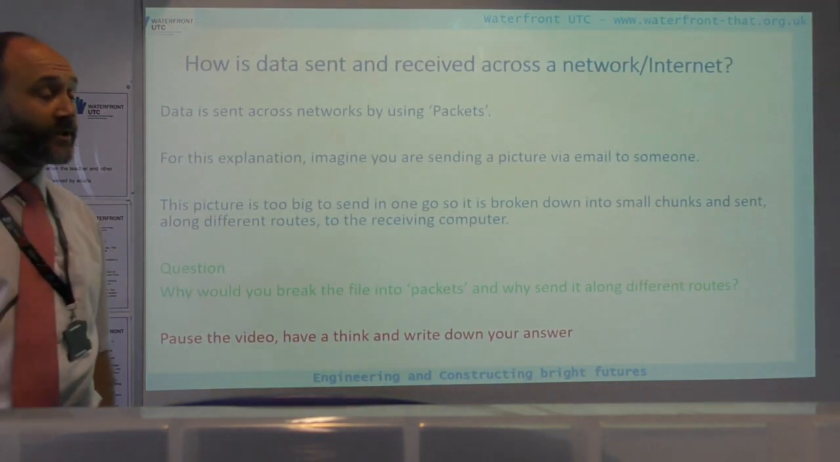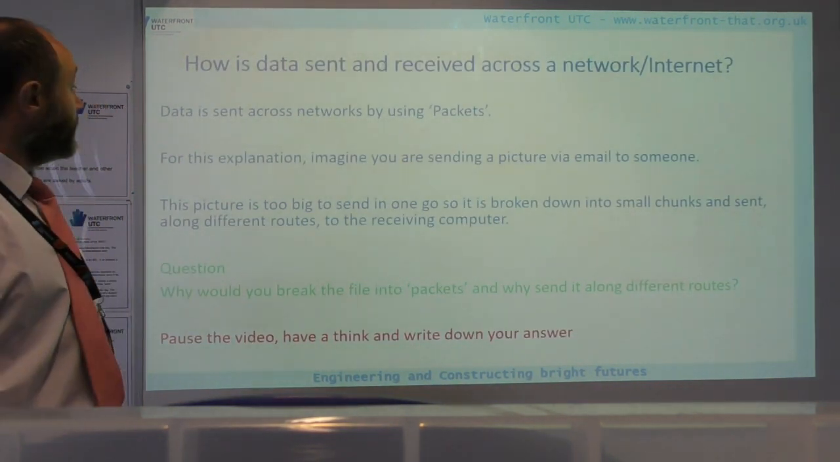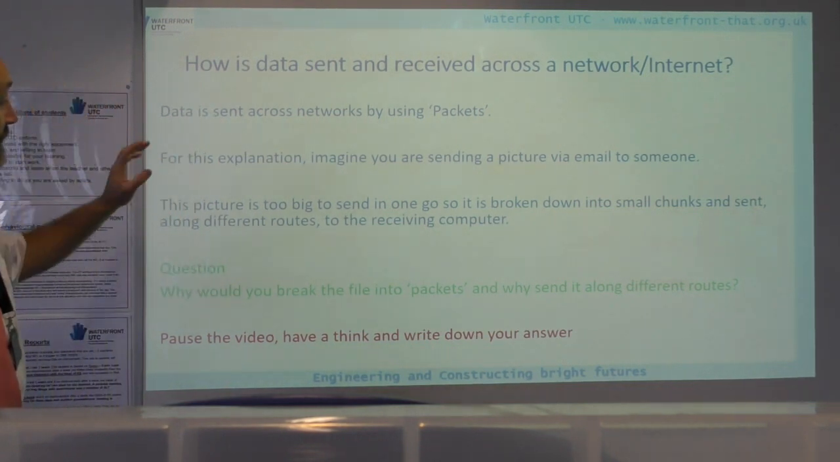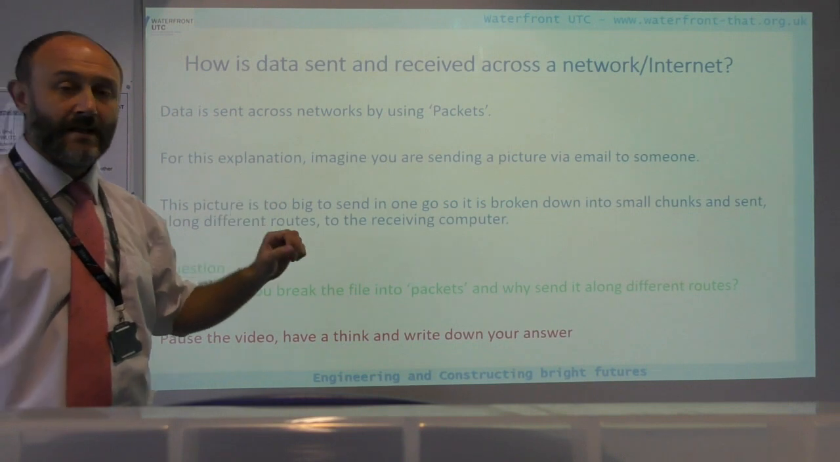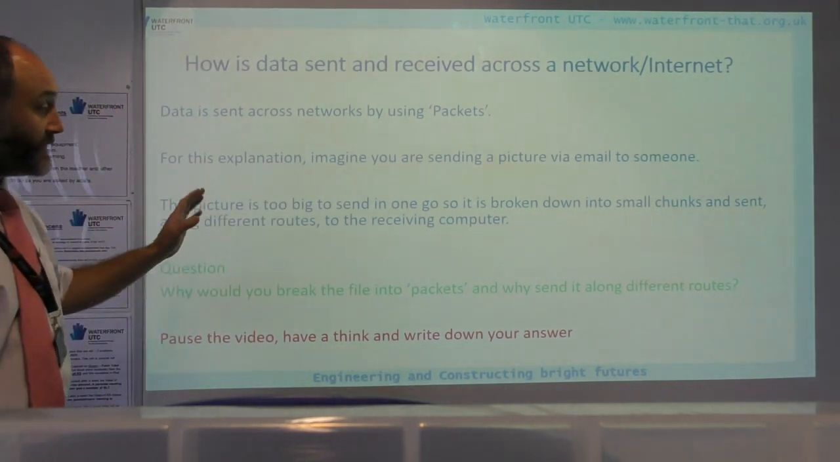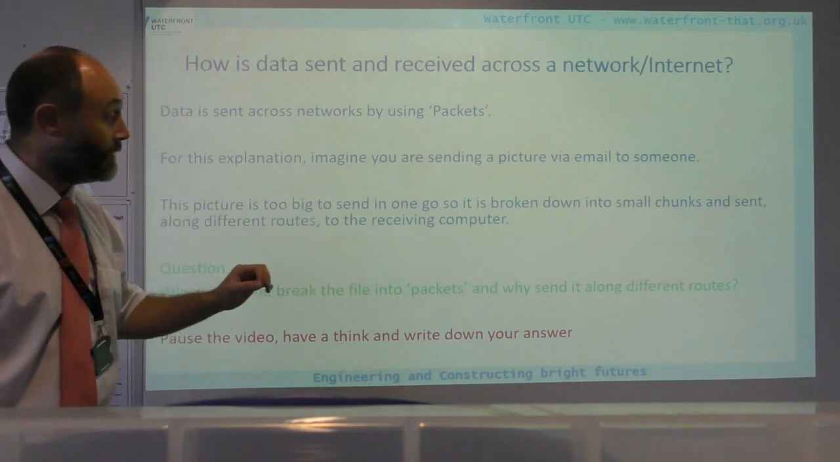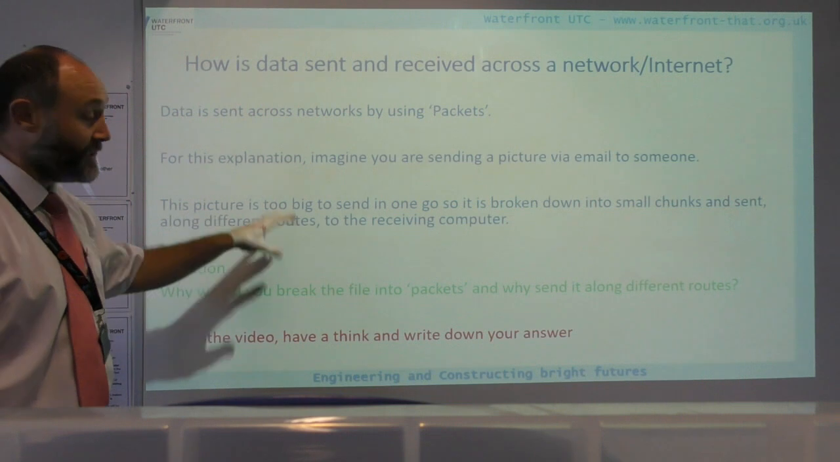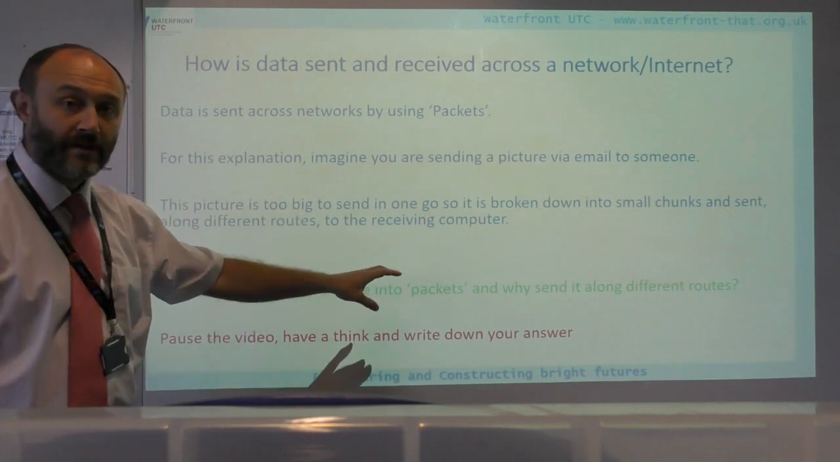So how is data sent across the network? Data is sent across networks by using packets. For this explanation, imagine you are sending a picture via an email to someone. This picture is too big to send in one go, so it's broken down into small chunks and sent along different routes to the receiving computer.